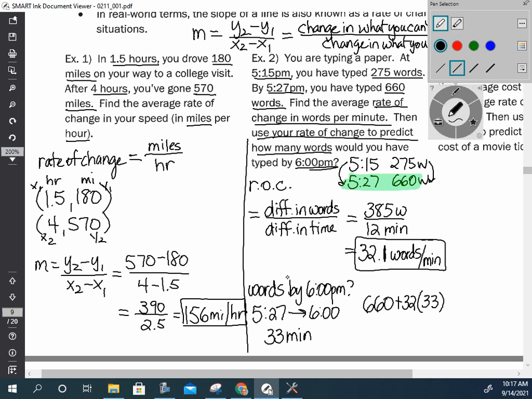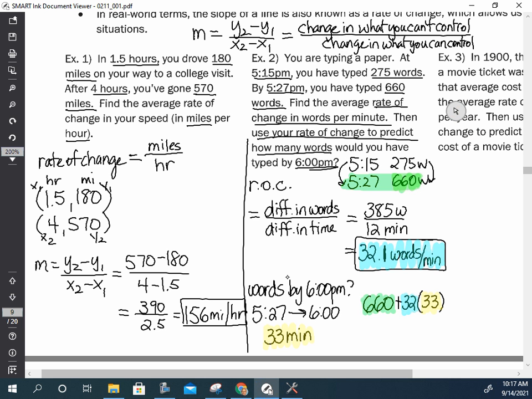So let's think about where everything came from. 660 is the last piece of information they gave us. 32 was your rate of change. 33 was how much time would pass from 5:27 to 6 o'clock. So that's where all the numbers came from. Color coded for you to see it. So now we just do the computation.